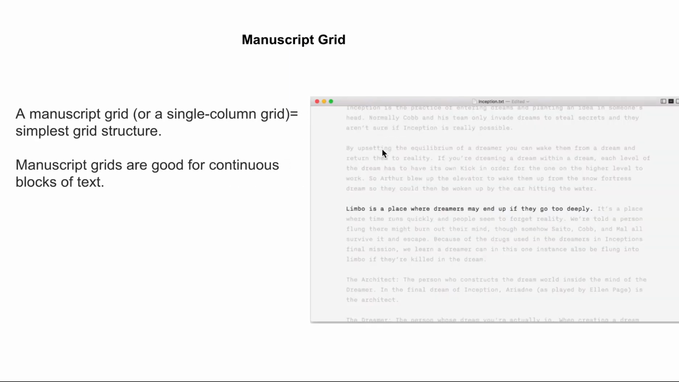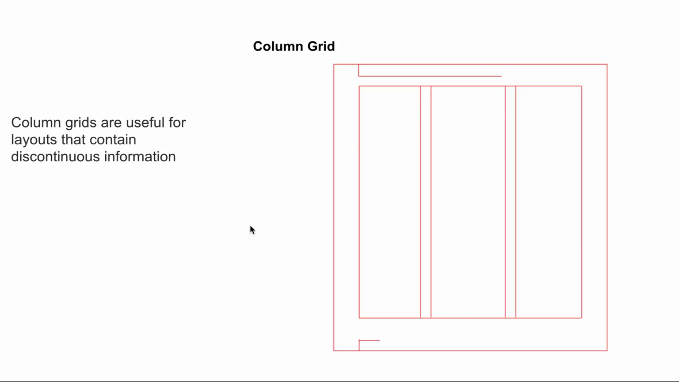Here's an example of a manuscript grid. A manuscript grid, or a single column grid, is the simplest grid structure. It's great for continuous blocks of text. If you look here, you can type whatever you want in there and it stays organized in one distinct location for all your text. Now we have column grid or multi-column grid. These are great for layouts that contain discontinuous information. You can fill these in with text, images, or you could do an image with the text description down below.